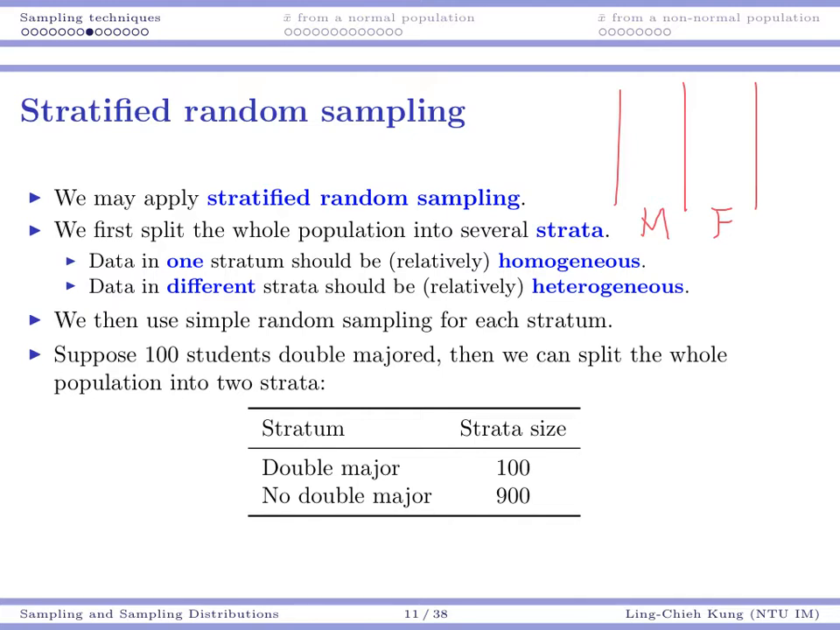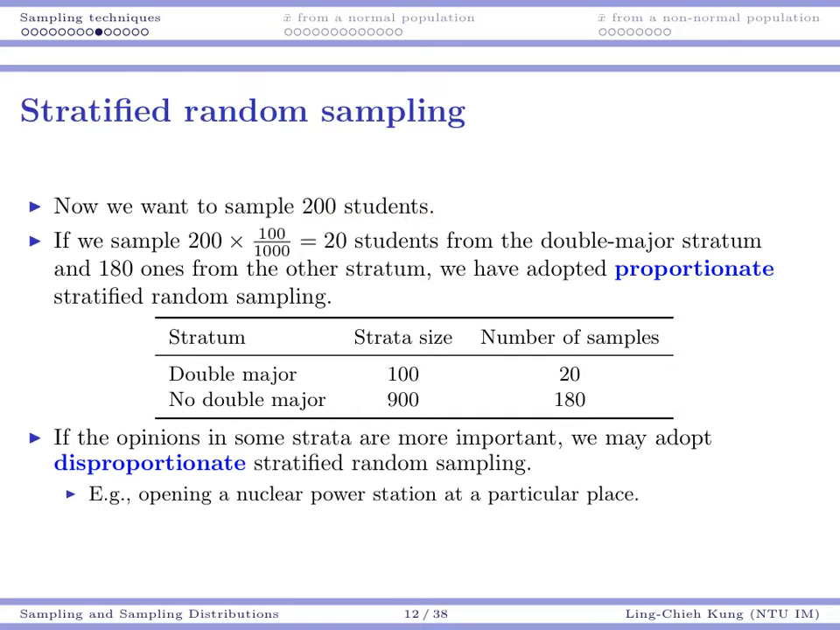So, in our example about double major, suppose we have 100 double major students, then we can split the whole population into two strata. In one stratum we have double major, in the other stratum we have no double major. If now I want 200 students, instead of doing random sampling, I will restrict myself to get 20 students from the double major group and 180 students from the no double major group. In this case, we are doing so-called proportionate stratified random sampling.